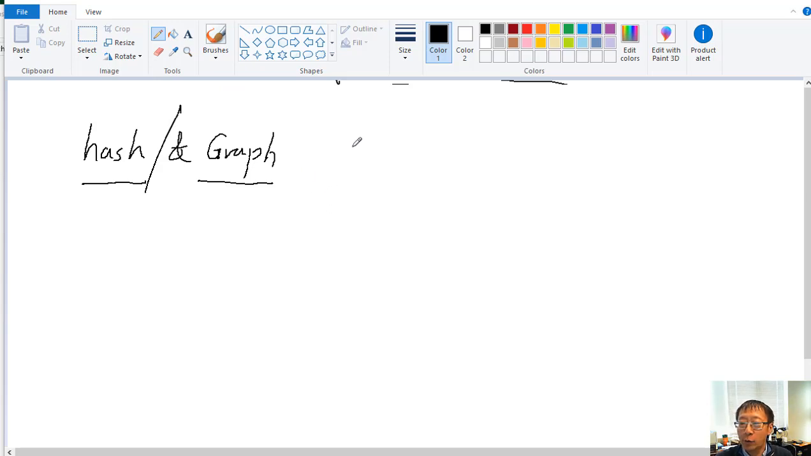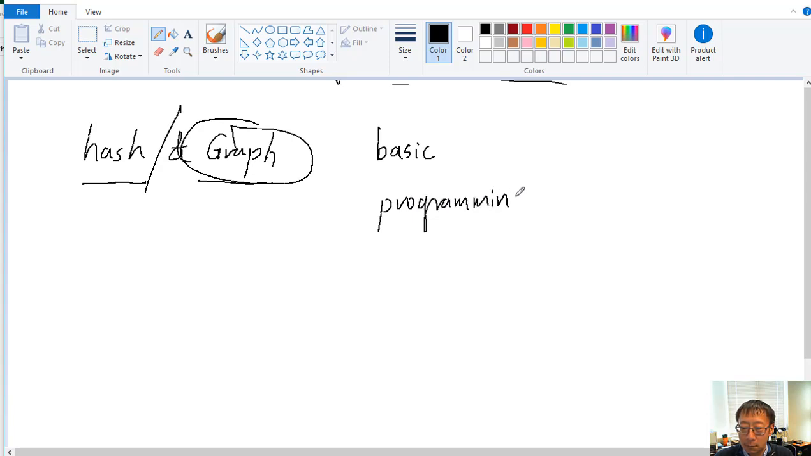So in this video, we will continue from the previous one and start to discuss graph. Like we said, for the graph, we also emphasize two things. One is the basic concept, the other is programming.